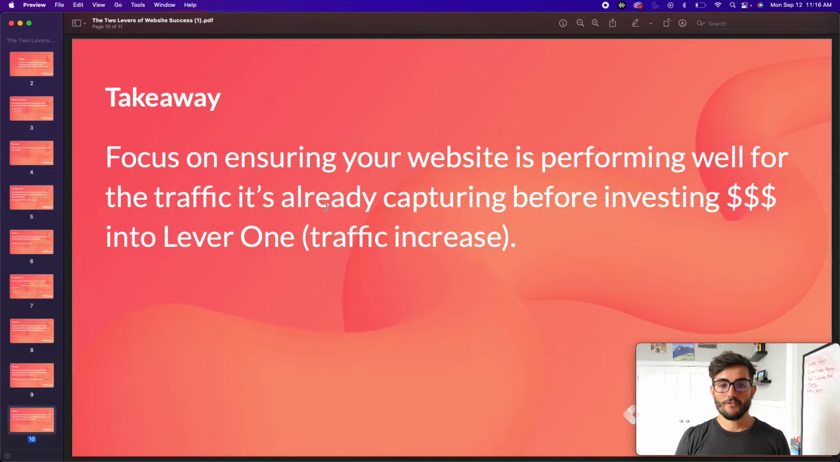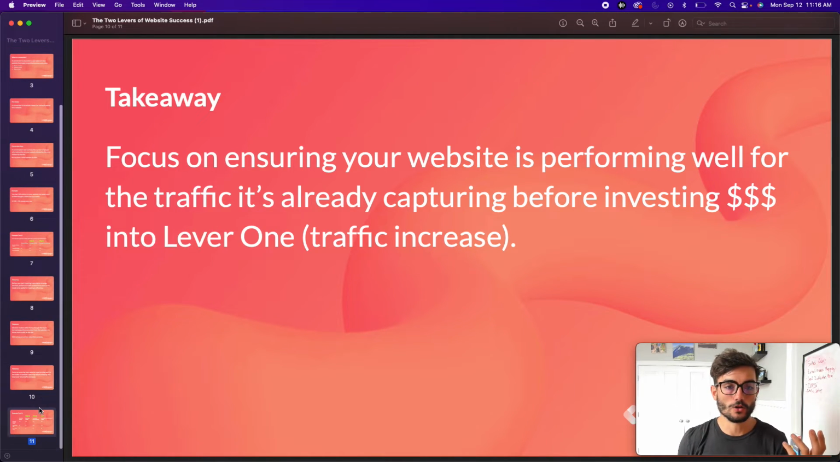So we recommend focusing on ensuring your website is performing well for the traffic it's already capturing before you start investing additional money into lever one, traffic increase. Why not make sure every user you're driving to the site has the greatest chance of converting before you start driving all sorts of users?